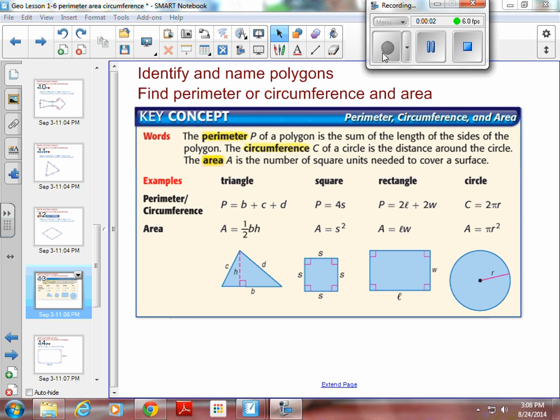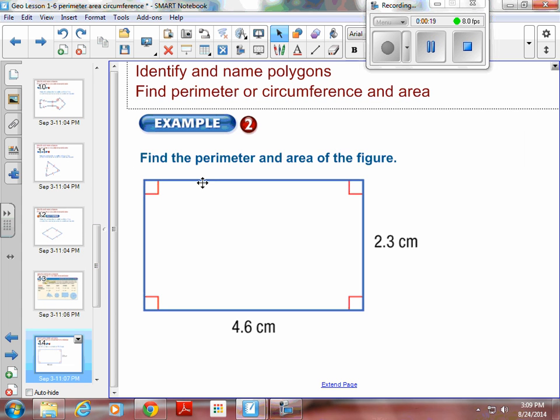Geometry, Chapter 1, Section 6, we are going to cover Example 2 now, which is finding perimeters, circumferences, and areas. If you need to pause for a moment and get these formulas written down, they will be very helpful for you. Okay, find the perimeter and area of the figure.